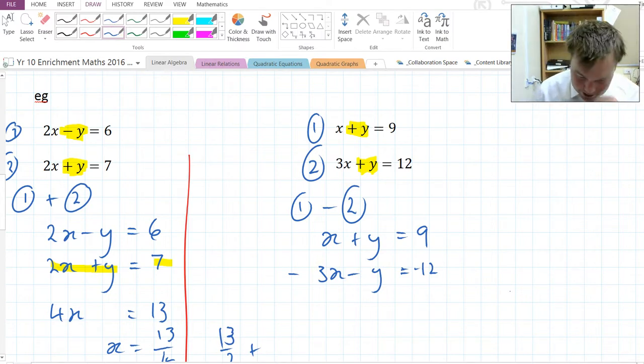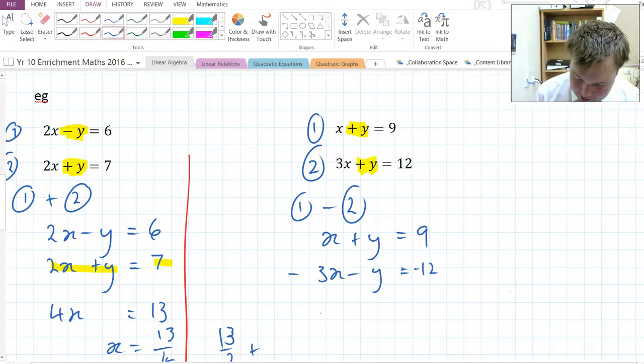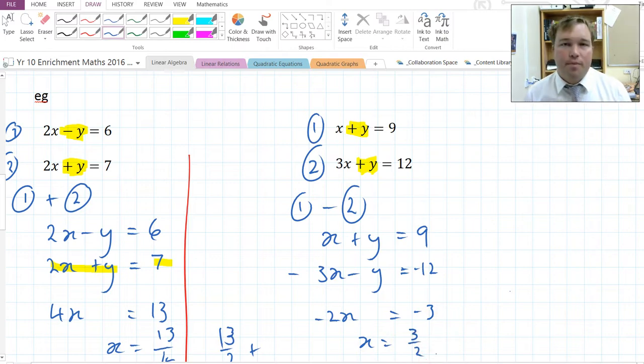All right. Now, add them together. No, one take the other. X take 2x, x take 3x is negative 2x. Y take y is 0. That was the aim of the game. 9 take 12, negative 3. X was equal to 3 on 2. The negatives go. Not yet the full solution.